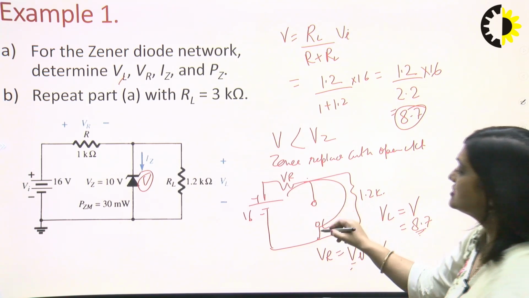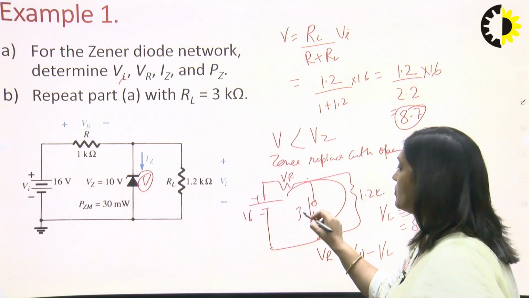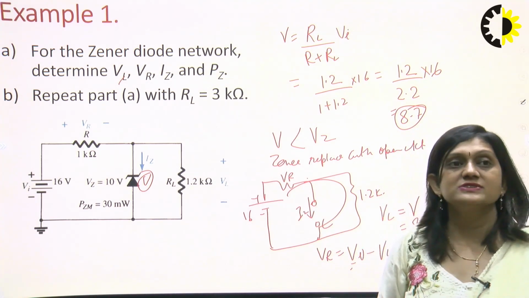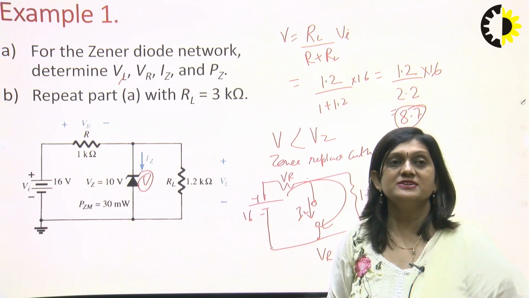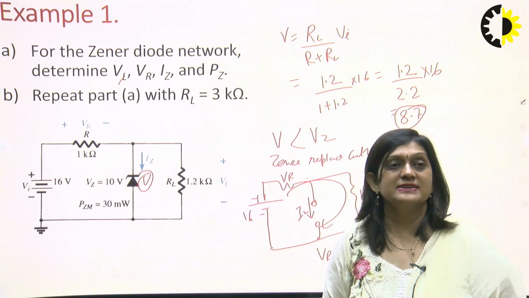IZ and PZ, the value of IZ and PZ will be 0 because the diode is open now and no current is flowing across this diode. That's why the value of IZ and PZ will be 0. So the other two cases we will be discussing in the next lecture.